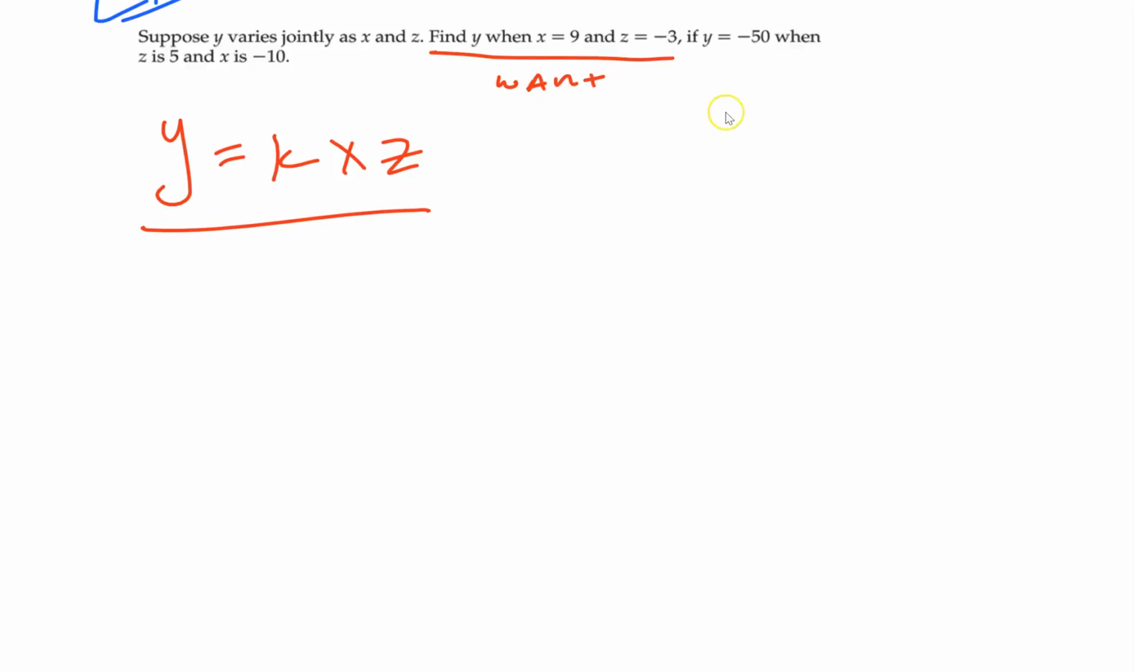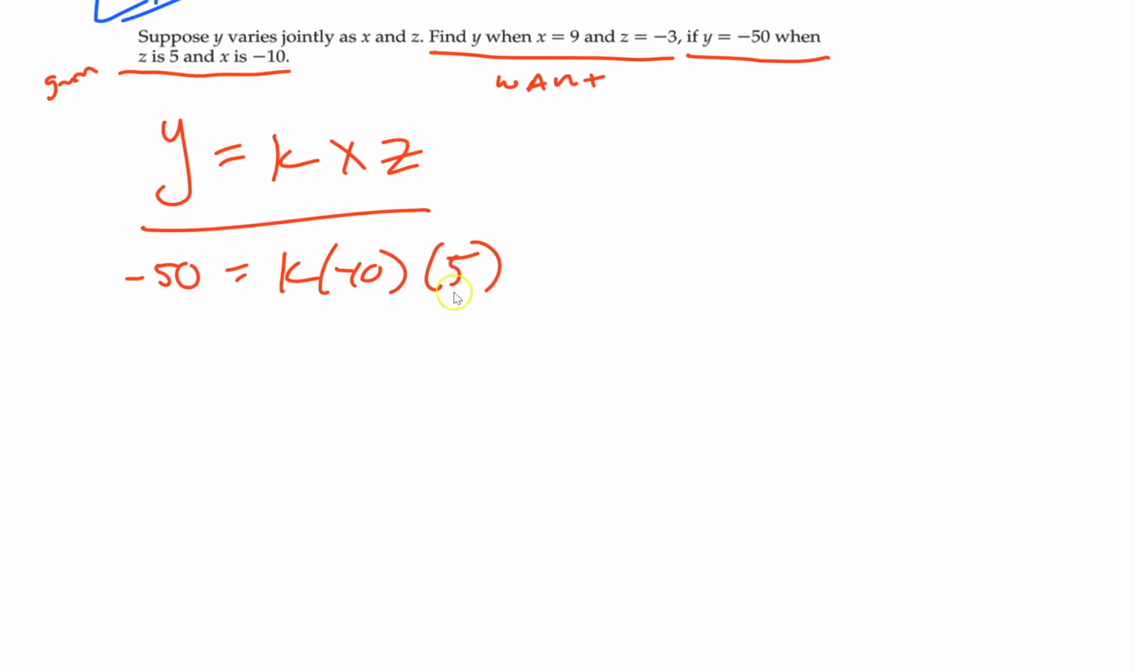So I'm looking for that. And then they tell me if y equals 20 when z equals 5, x equals 10. That's the given. Right? That has everything I need. Has my y, has my x, has my z. Right? I could use this to find my k. Divide by -50. K is 1. It's an easy k.